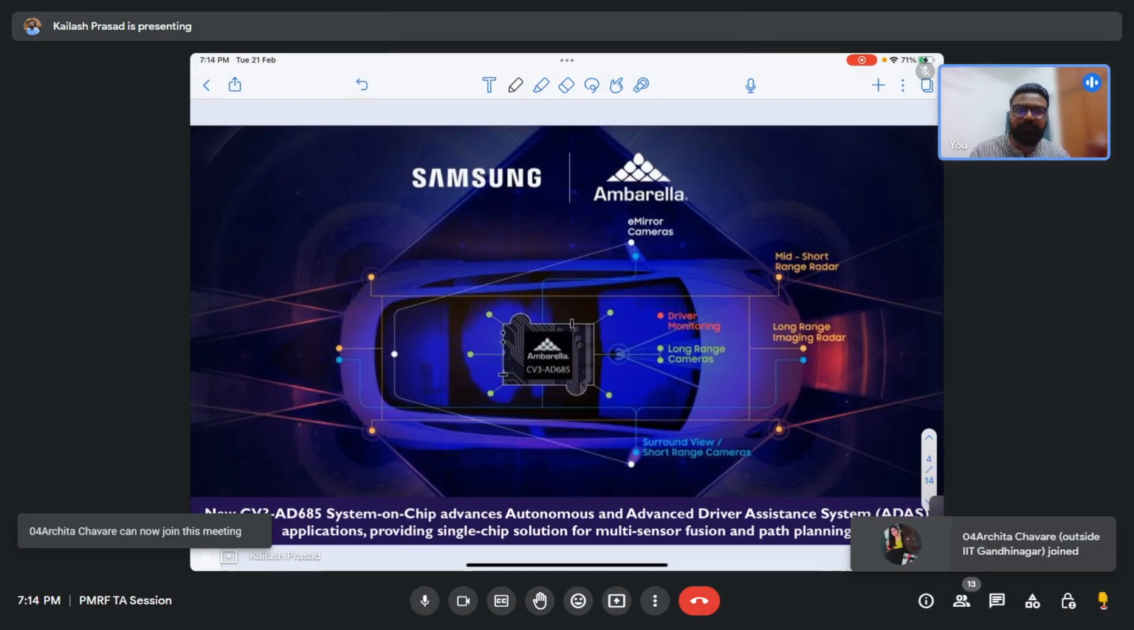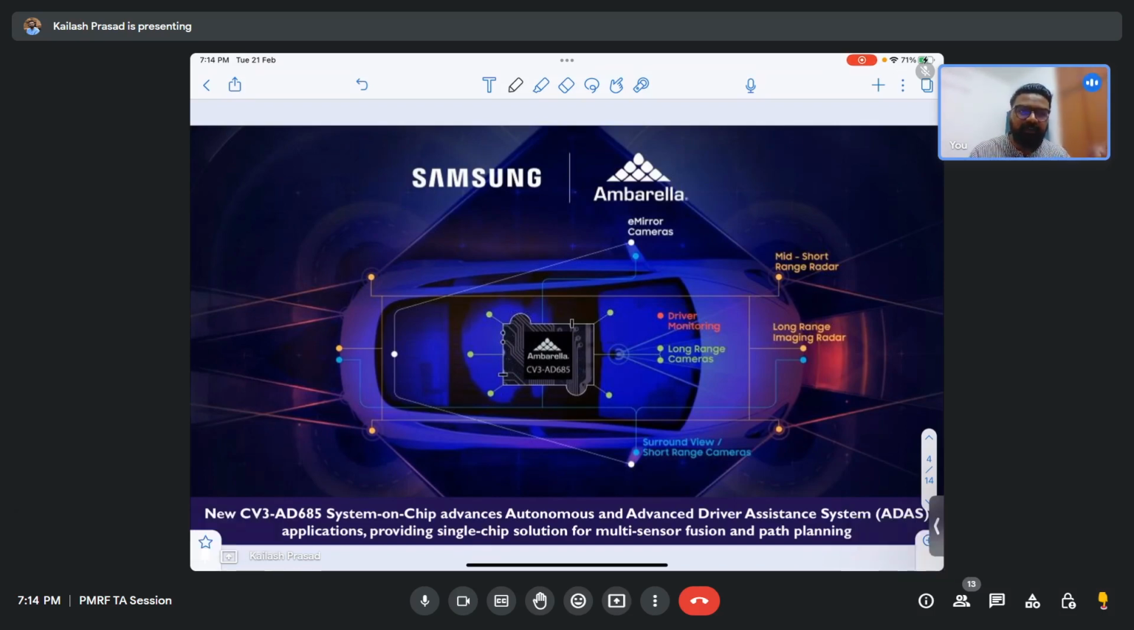Along with that, it should be extremely energy efficient, because whatever self-driving car you are running is operating using some battery, right? So the energy consumption should be down.